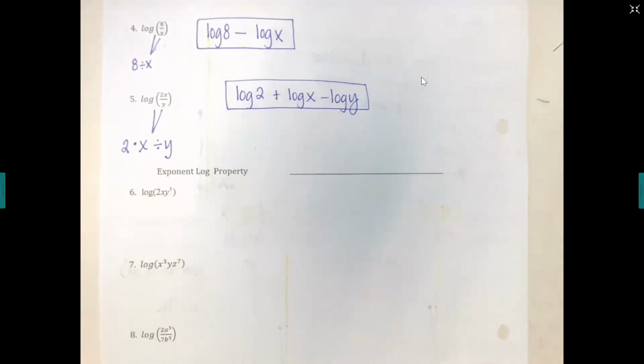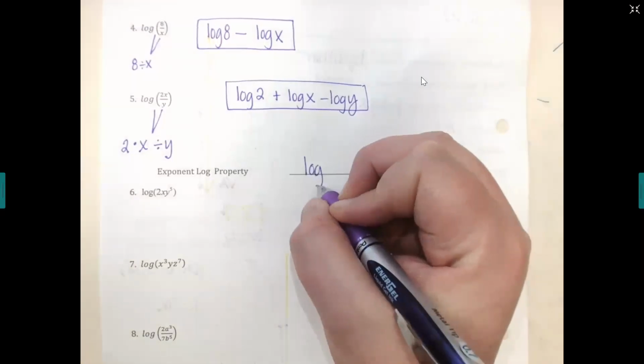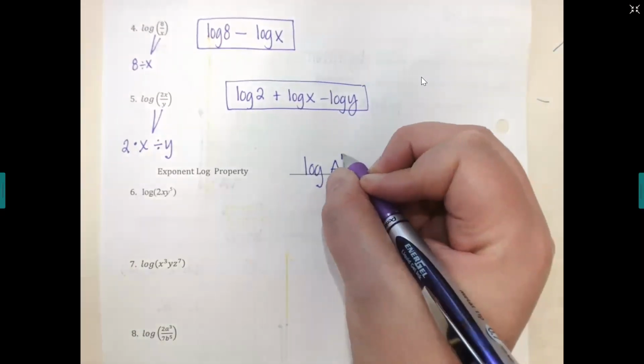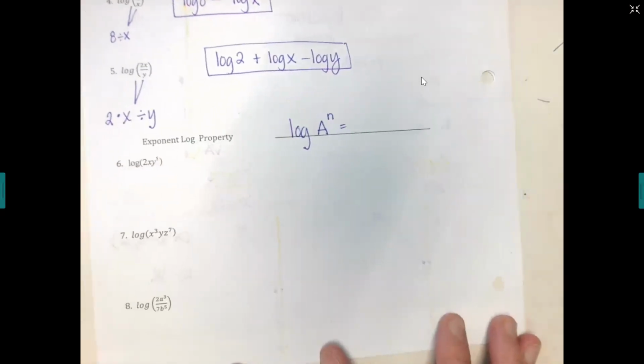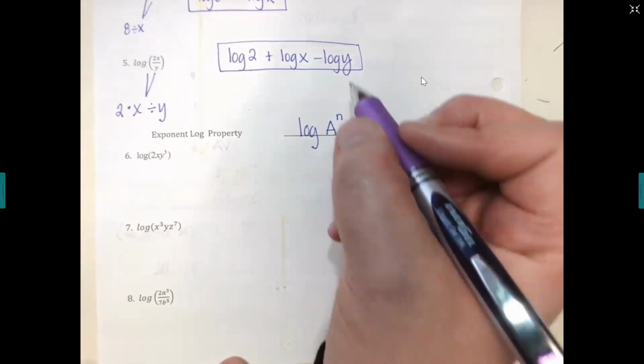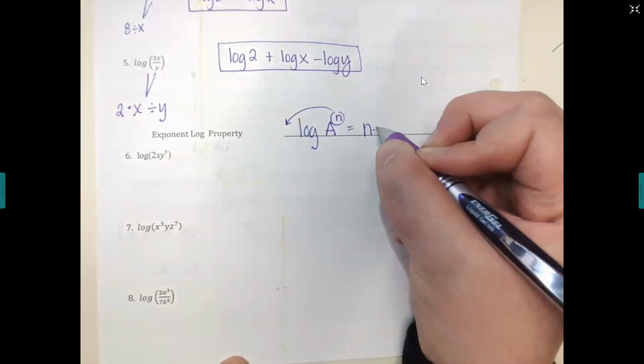Okay, there's one more rule we have to learn. The last rule is going to be your exponent log property. So I want you to write that if you have a log of a up to the nth power, there is a rule for logs that n can just drop down to the front and become n log a.